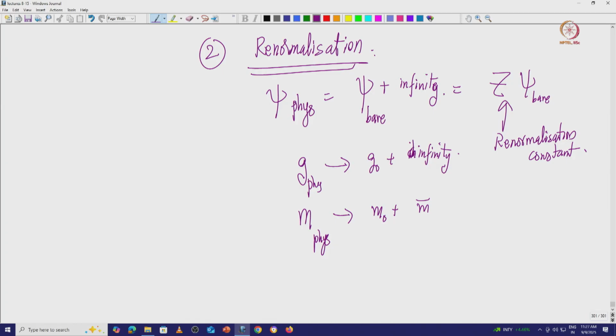The infinities are absorbed because the bare quantities are not physical in principle. What is physical are your cross sections and your decay constants. You do not measure your wave functions in theories. You do not even measure your coupling constants directly, but you can infer them. You can measure your masses, but the masses also change because of this process. One of the interesting features of renormalization is that the coupling constants and masses change with energy.